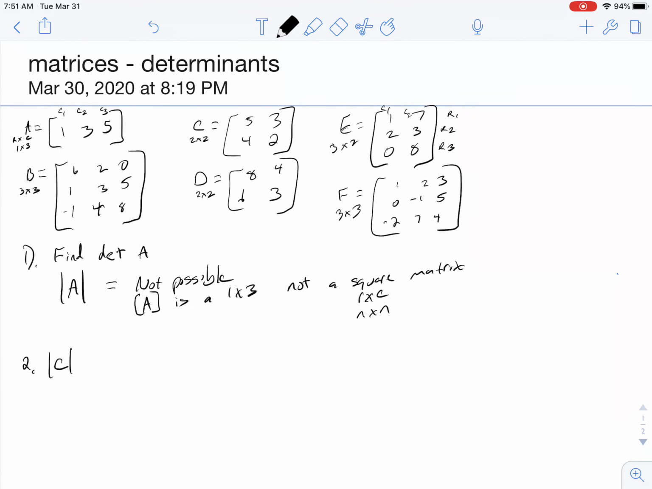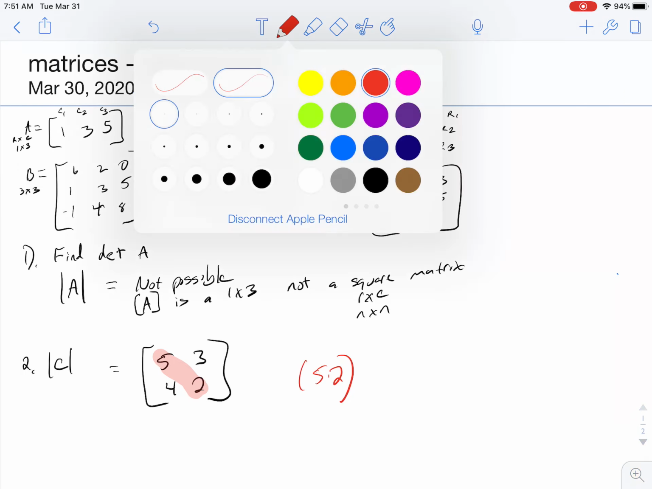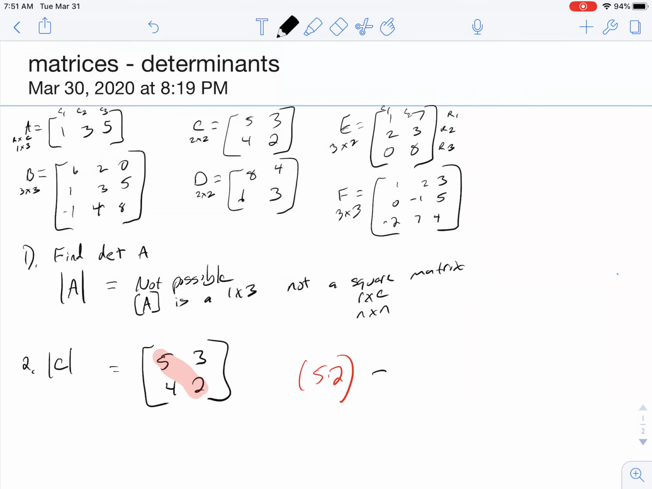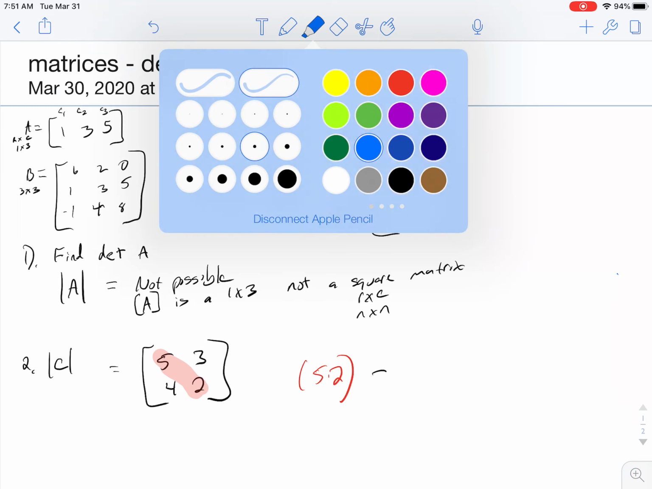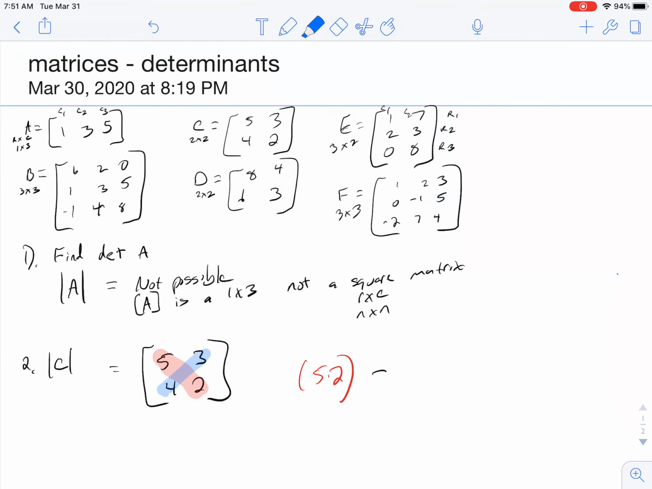So let's just say matrix C is 5, 3, 4, and 2. To find a determinant, all we have to do, and I'll color code it, is take this diagonal, 5 times 2. All right? And then we're going to subtract, so we multiply the elements in that diagonal to figure out its product, and then subtract and do the same exact thing for the other diagonal. In this case, I'll color code it blue, 3 times 4.